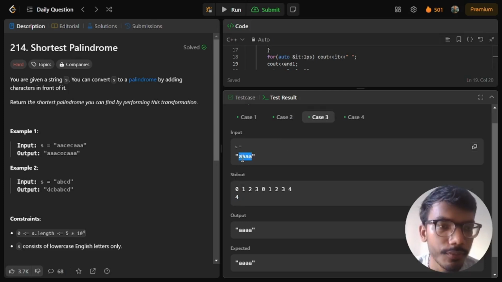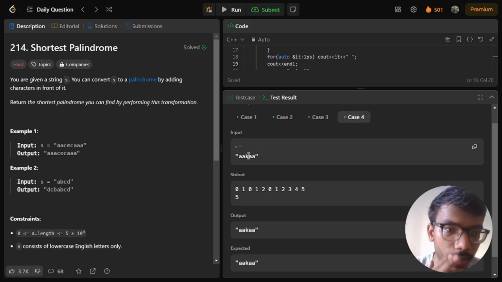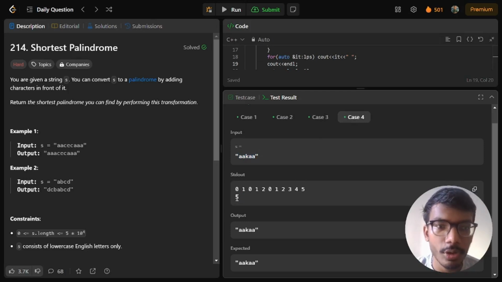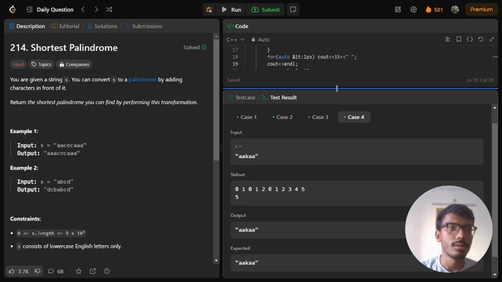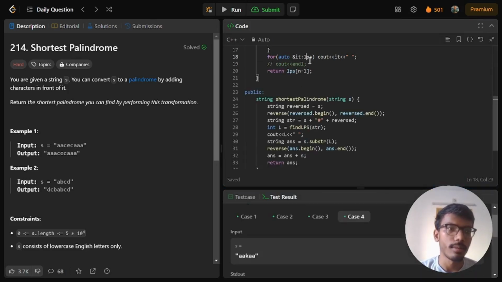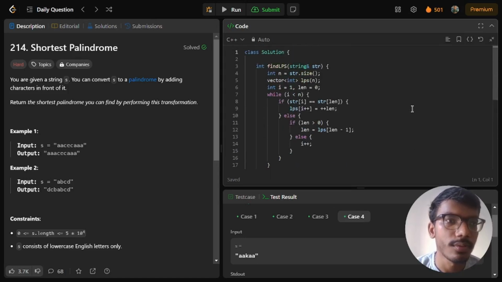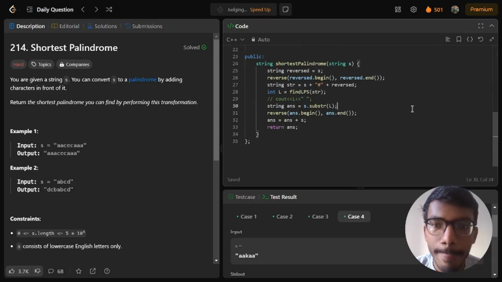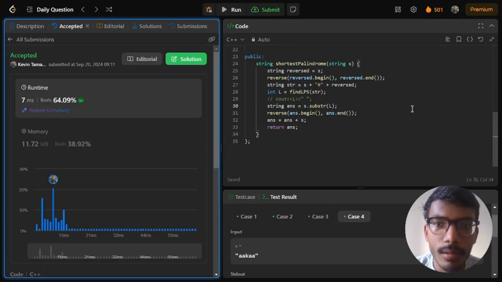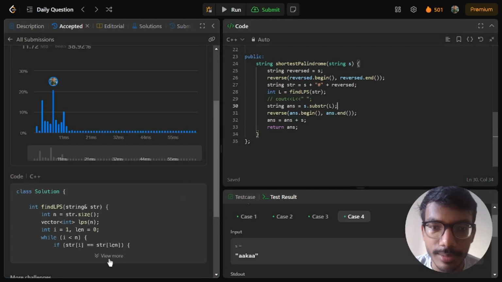Here the length of the longest possible palindrome is 4. For this one, the length of the palindrome is 5, so it is also a palindrome. It is correct, so this is how this works. Let me quickly comment this out and submit this. It should work. As you can see, my solution is accepted.